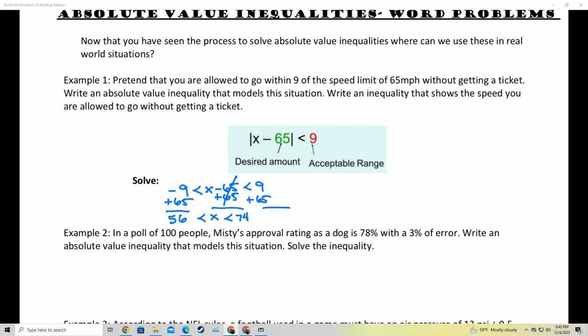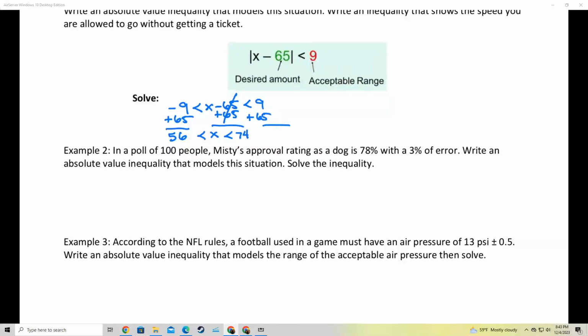Okay, here's example number 2. It says in a poll of 100 people, Misty's approval rating as a dog is 78% with a 3% margin of error. Write an absolute value inequality that models this situation. Solve the inequality. So again, our target is 78%. We don't know what the actual approval rating is. We know it's somewhere around there with a 3% error. This is how much of a margin they're giving me. So I'm going to go ahead and calculate the distance.